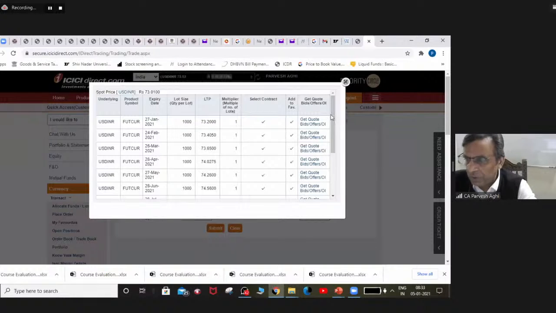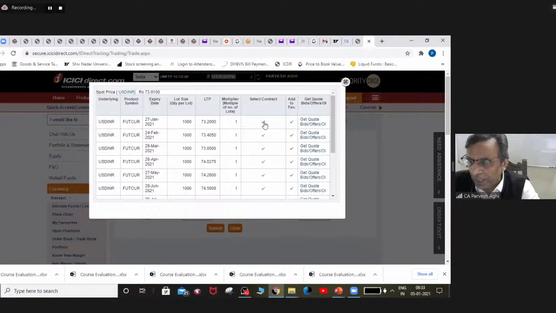Okay, so look at this. There are 12 contracts. This is USD, and the spot rate is 73 rupees 1 paisa as of today at the moment. And this is a future currency contract in the pair USD INR. So 27th January 2021, lot size is 1000. Last traded price is 73.20.